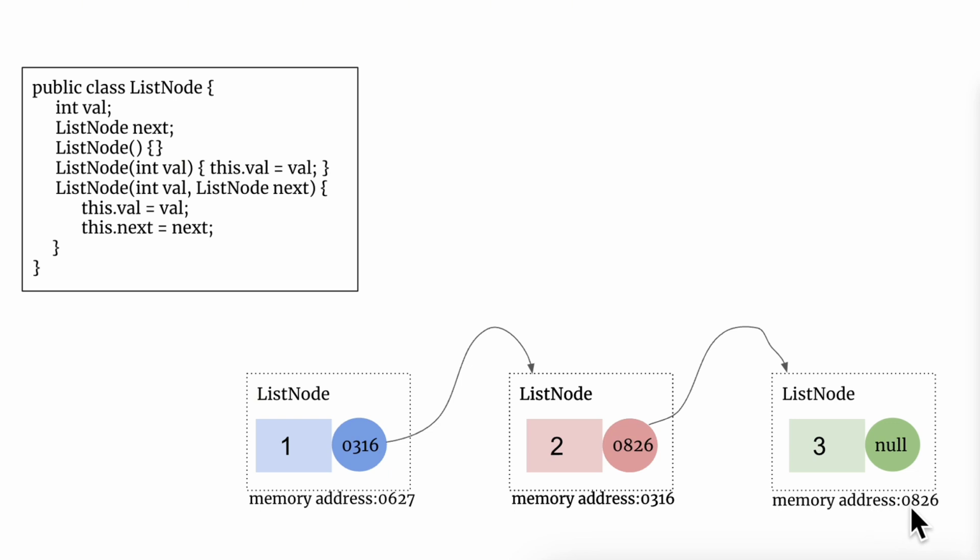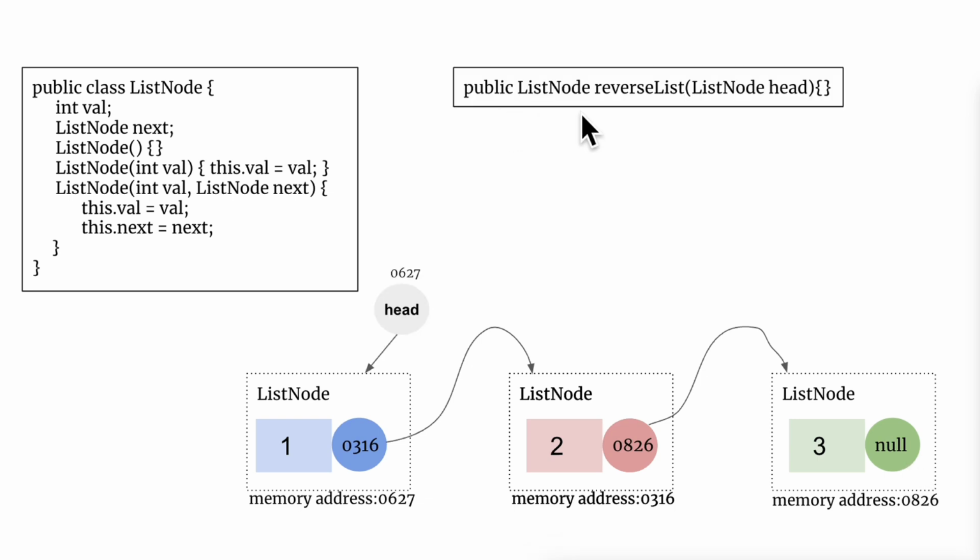In a single linked list, the last node holds a unique characteristic, unlike the other nodes which have a reference to the next node in the sequence. The last node does not point to any subsequent node. Instead, it points to null. This indicates the termination of the list. The given question provides us with the head reference of the first node as input. Therefore, the head pointer holds the memory address 0627 of node 1's object.